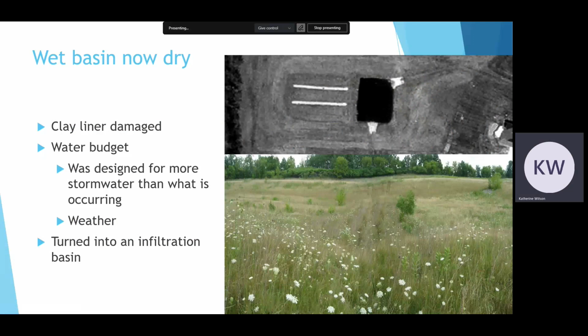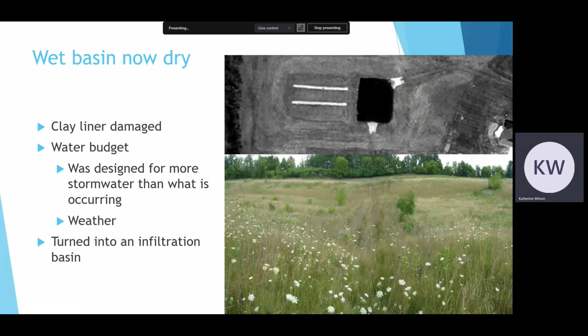In some cases, there are wet basins that are now dry. The top picture is an aerial imagery of when the stormwater pond was first installed. You can see it was holding water, and then in present day, you can see the pond area is now dry. This pond essentially turned into an infiltration basin, and this can happen for multiple reasons.